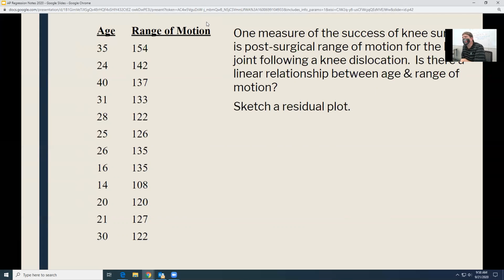If you need a calculator, grab it, type in your data here. All right, what we're going to do first is sketch our residual plot. So once you have everything typed in, we're going to be looking at how to do the residual plot in a calculator together. If you know how to do it from the instructions, you can go ahead and try to do it yourself. But I'm going to go over with everybody once they type in their data.